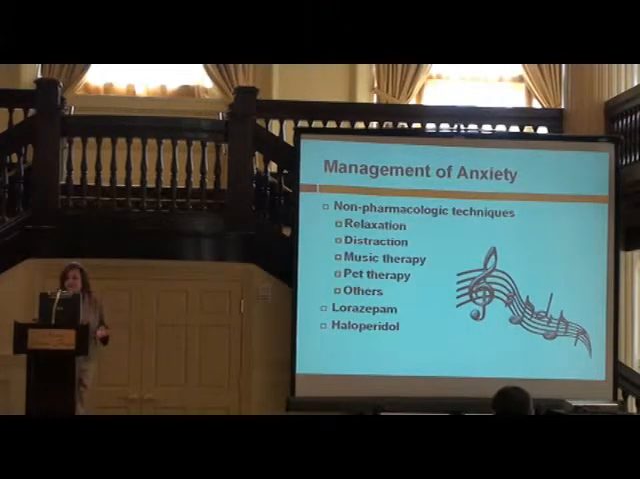And finally, in conjunction with non-pharmacological therapies, obviously we have some of the benzodiazepines that can help, and then finally haloperidol if the benzos aren't working.